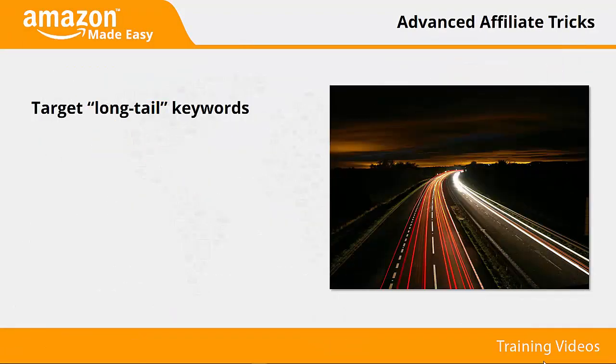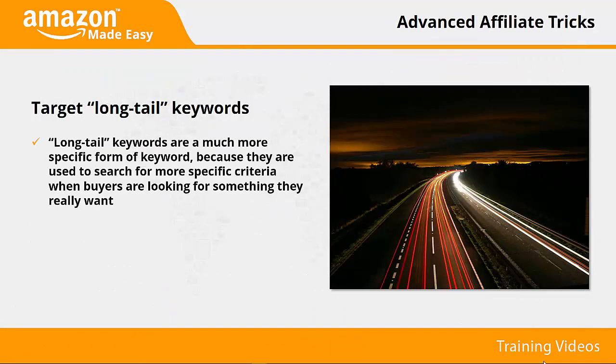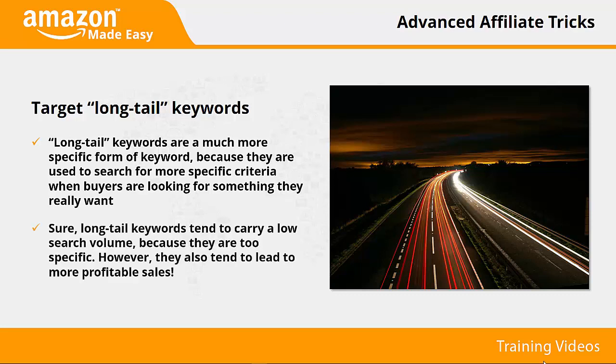Target long-tail keywords. Long-tail keywords are a much more specific form of keyword because they are used to search for more specific criteria when buyers are looking for something they really want. Using the blue smartphone example, long-tail variations of said keyword can be best blue smartphone 2016 or blue smartphone audio file. Sure, long-tail keywords tend to carry a low search volume because they are too specific. However, they also tend to lead to more profitable sales.